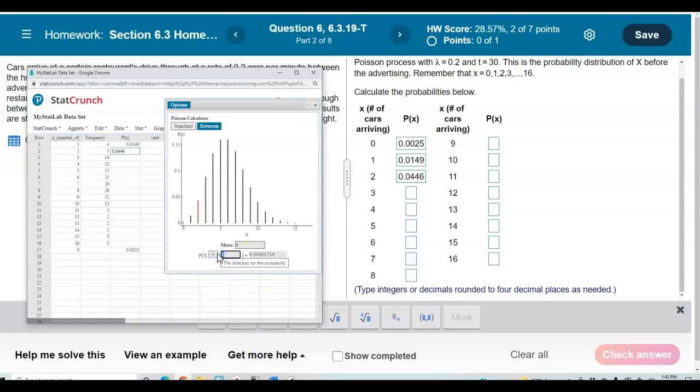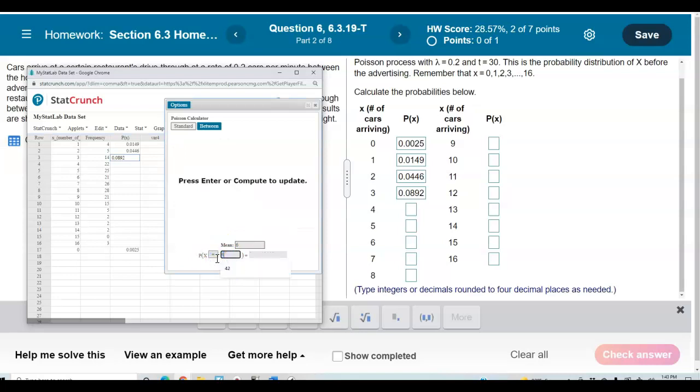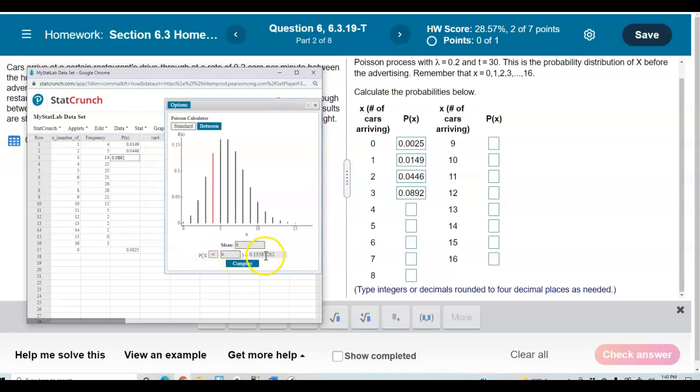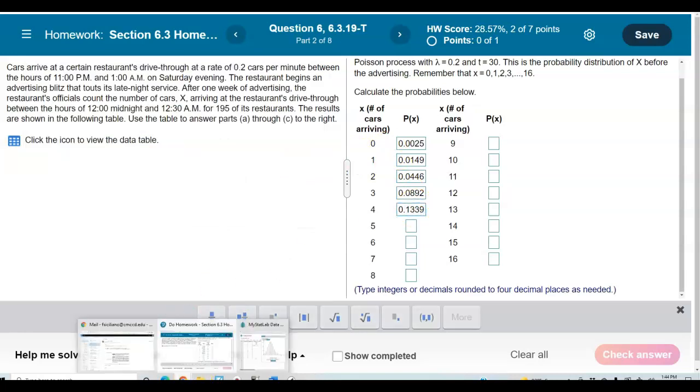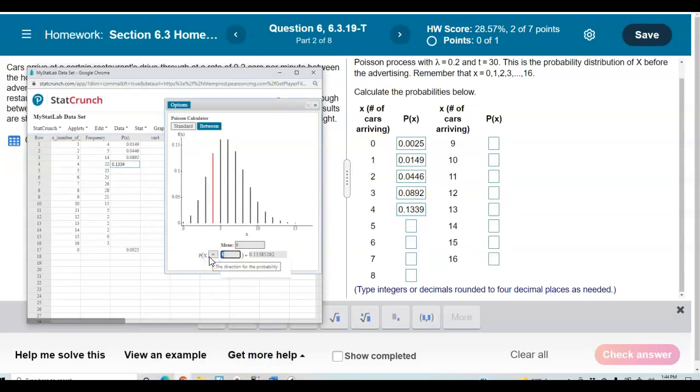Okay, and then we're going to change this to exactly 3. So this gives us 0.0892. So we can copy in here, and then copy over here. And then let's open this up again, and we're going to go X is equal to 4. And this is going to be 0.1339 if we round it to 4 decimal places. And then let's copy that and put that over here. And then next, we're going to let this equal 5. Hit compute. 0.1606.